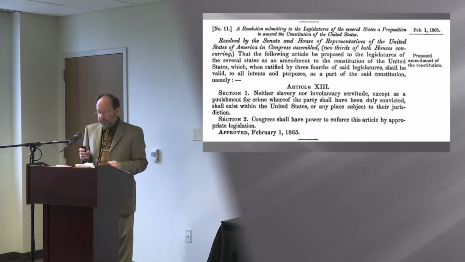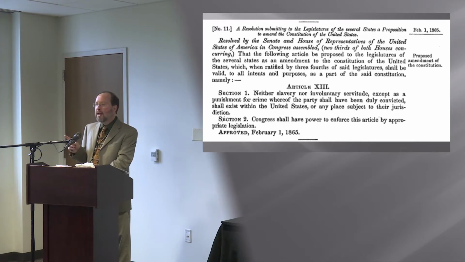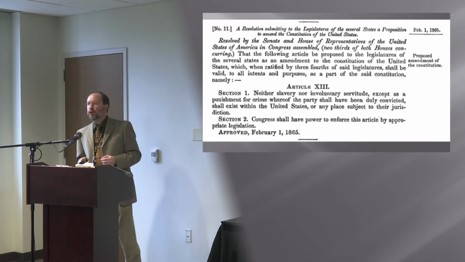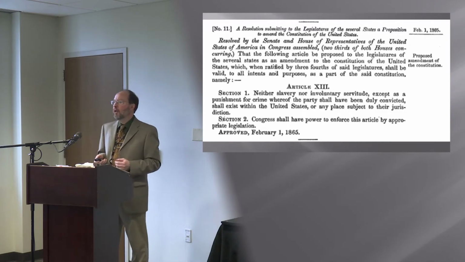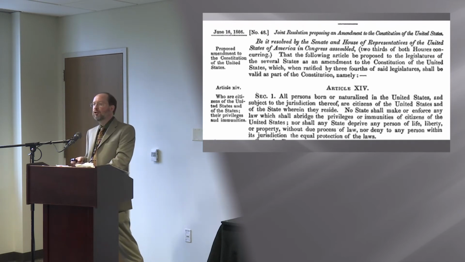The 13th Amendment, submitted by Congress to the states on February 1st, 1865: Neither slavery nor involuntary servitude, except as a punishment for a crime whereof the party shall have been duly convicted, shall exist within the United States or any place subject to their jurisdiction. The end of slavery.